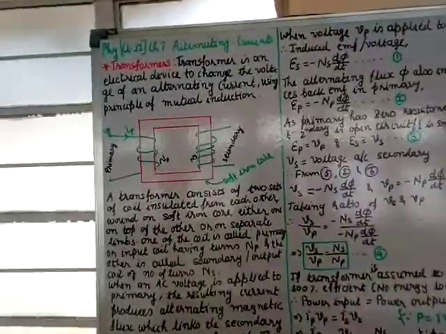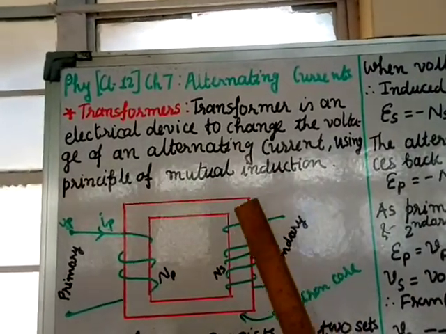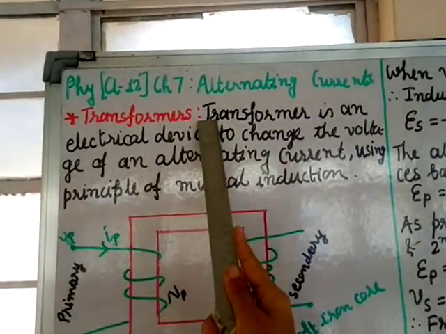Physics class 12 chapter 7 alternating currents. In the last class we have done LC oscillations. Today we shall do transformers.